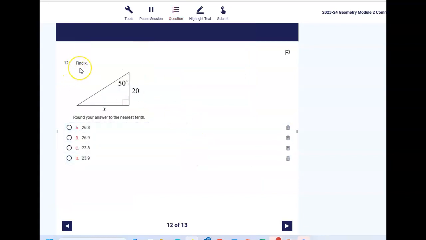Question 12 is find X. Round your answer to the nearest tenth. Option A is 26.8. Option B is 26.9. Option C is 23.8. And option D is 23.9.